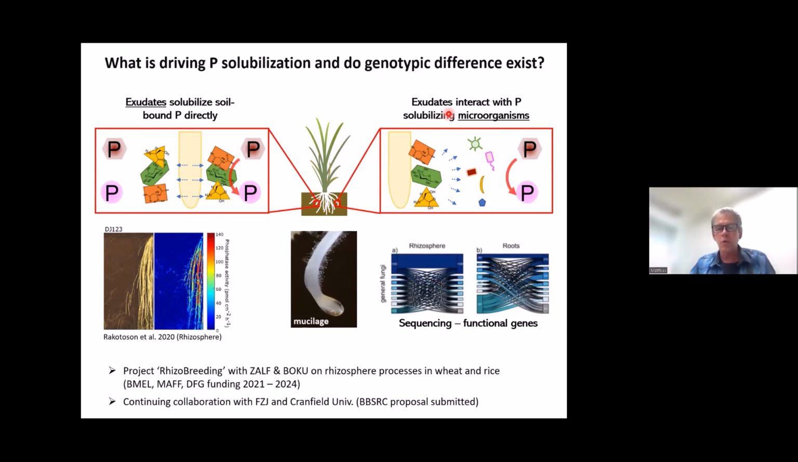We don't know which of these processes is more important, but we have a project to at least address these questions, and it's a project that just started last year and will still continue for almost 2.5 more years, called rhizobreeding, together with partners at SALF and BOKO in Vienna and in Jerkes, of course. And then there's a continuing collaboration with Jülich on the modeling aspects of these, and actually on some rhizosphere measurements, and with Cranfield University. It's an old partner of mine that is involved in similar kind of research.